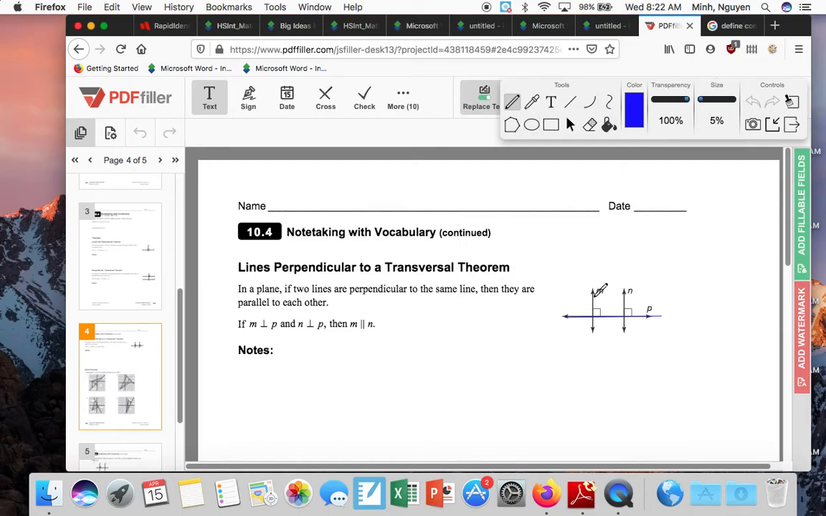And so I can add on to this drawing. If they both have a 90-degree symbol, or a perpendicular angle symbol, to the same line, then they have to be parallel to each other because that's the way it works.